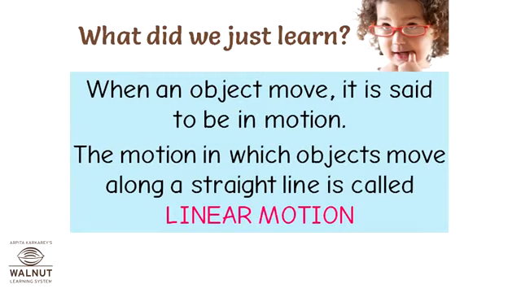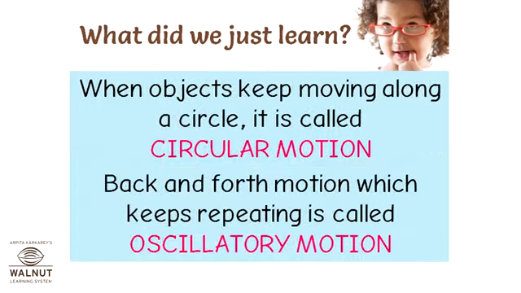When an object moves, it is said to be in motion. The motion in which objects move along a straight line is called linear motion. When objects keep moving along a circle, it is called circular motion. Back and forth motion, which keeps repeating, is called oscillatory motion.